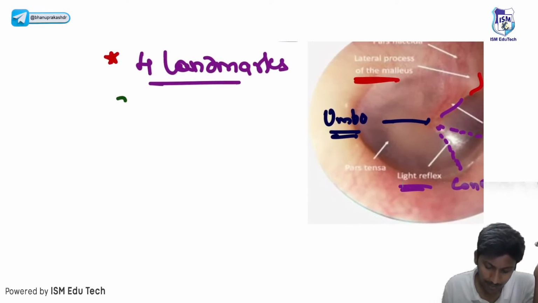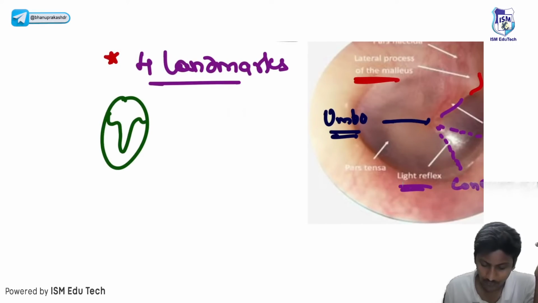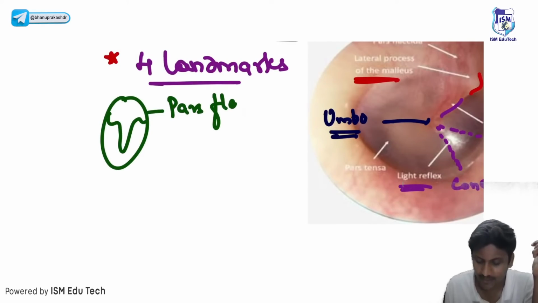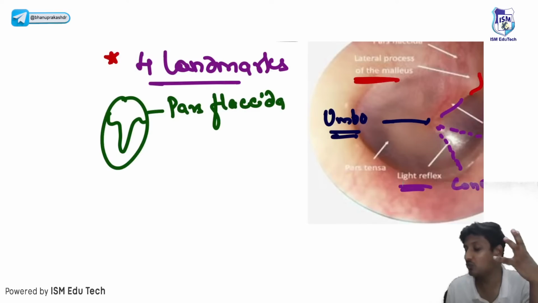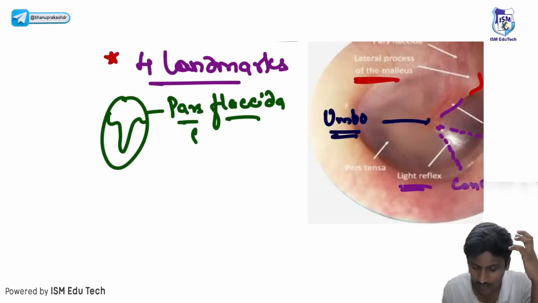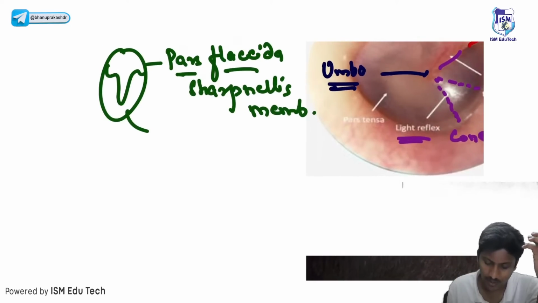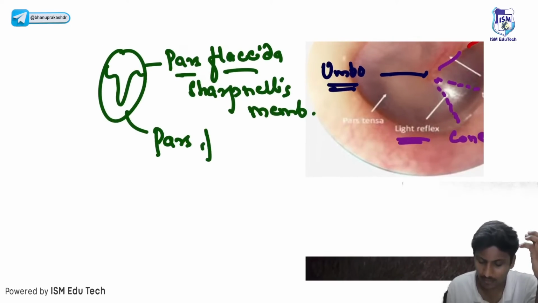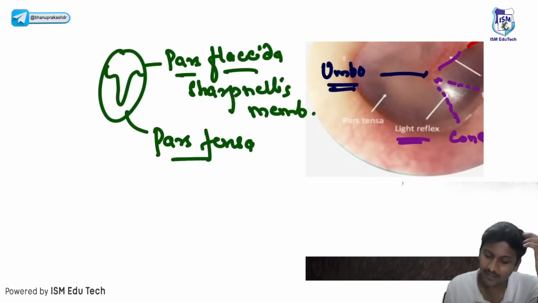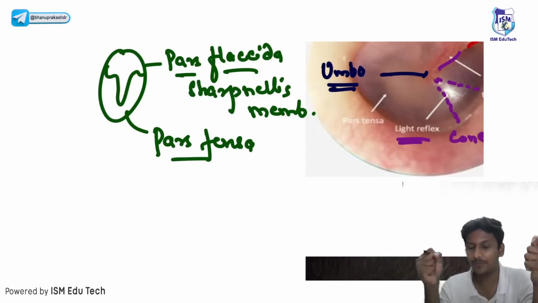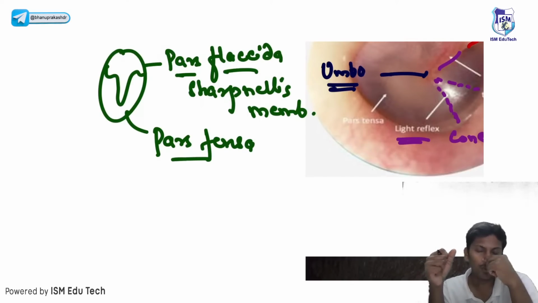If I talk about the tympanic membrane, as I've told you, it will have 2 parts. The upper part is known as pars flaccida. Why? Because it is loose. Therefore, it is known as flaccida. It is also called the Shrapnell's membrane. Whereas the lower part is called pars tensa, because it is tensed out, it is stretched out properly. So that's the important thing you need to remember.